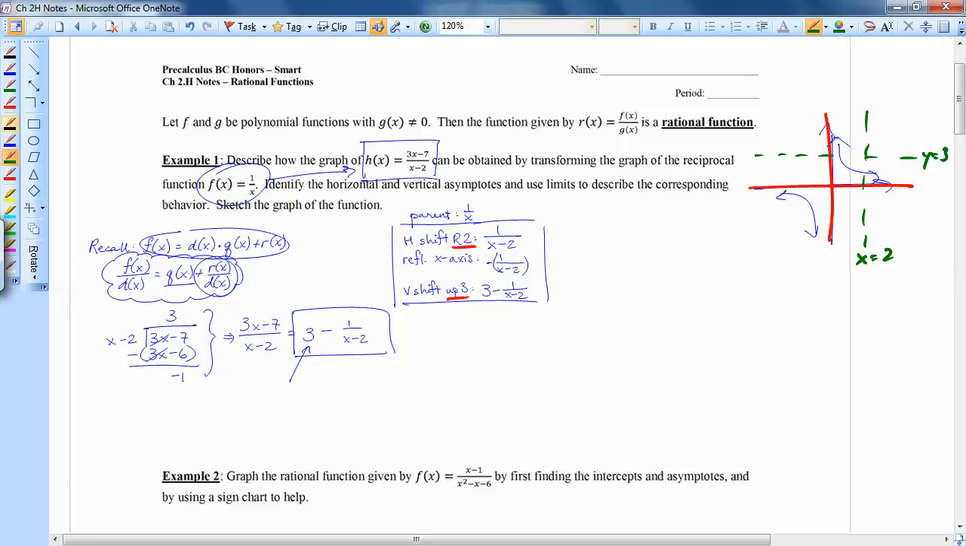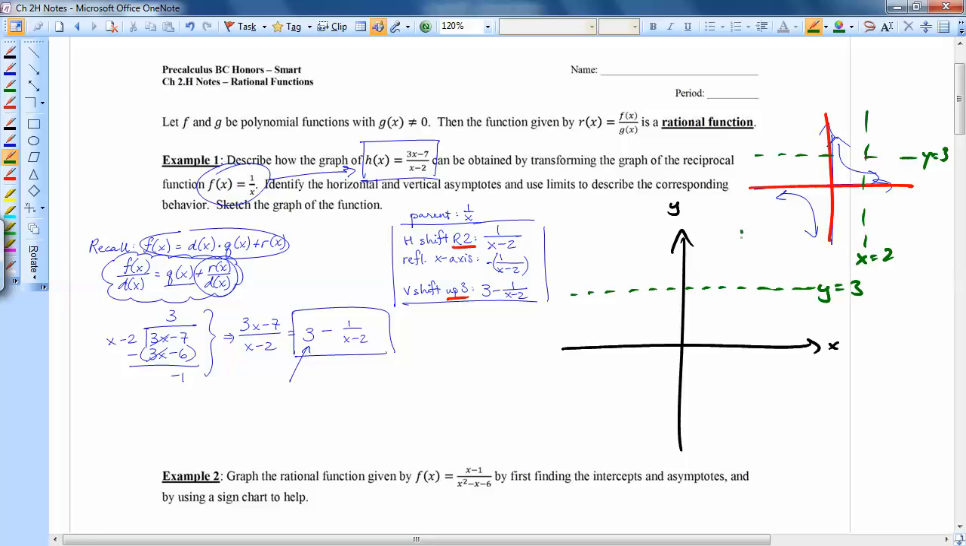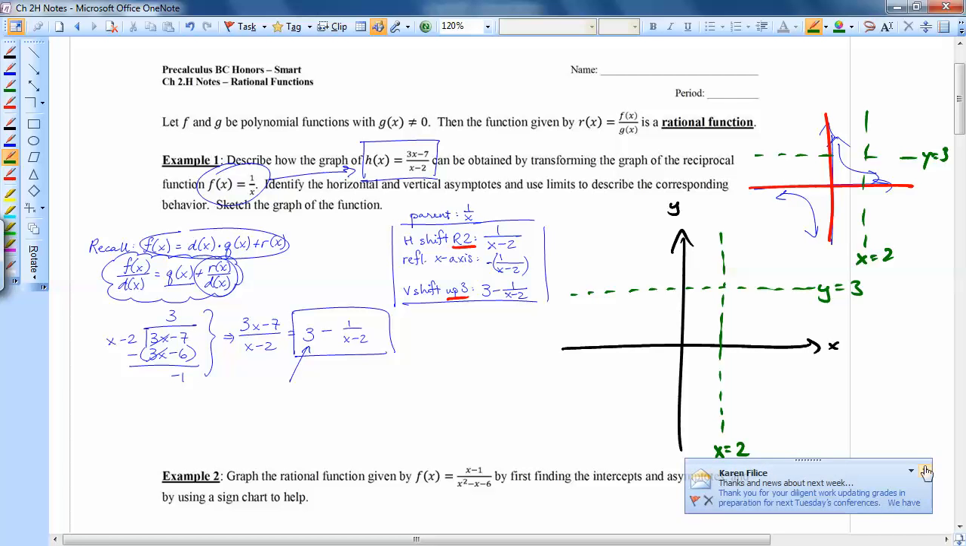So let me graph this thing. This is the x-axis, this is the y-axis. Remember, now my horizontal asymptote is 3 units above where it used to be. So now it's at y equals 3. And the vertical one is now at x equals 2. Let me make this look a little more like 2, if that's 3. x equals 2.